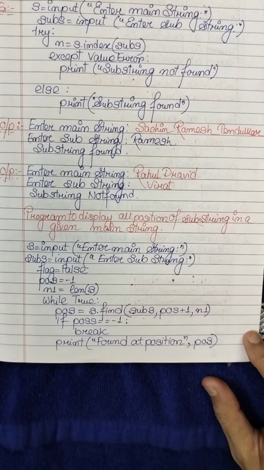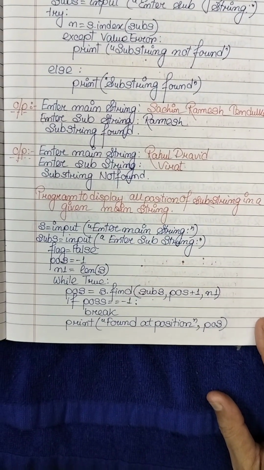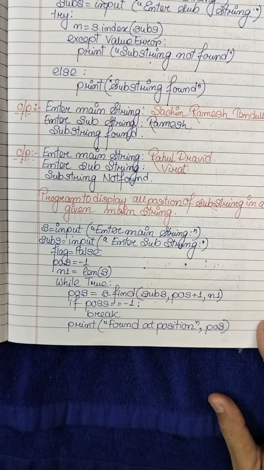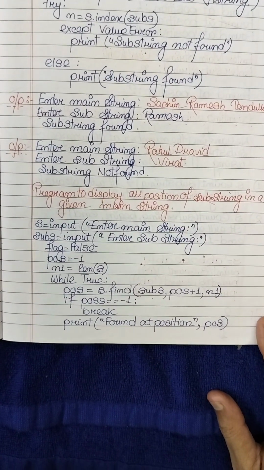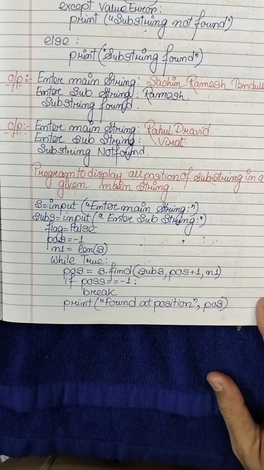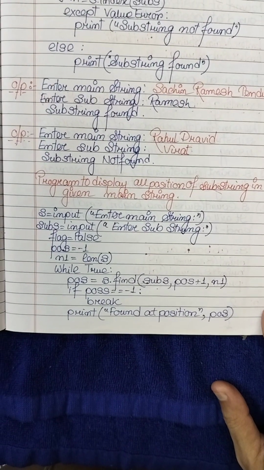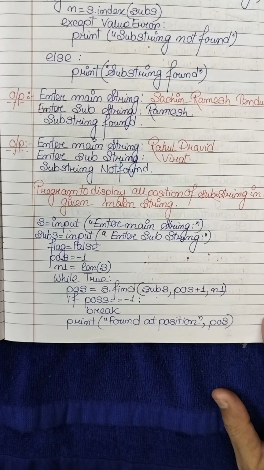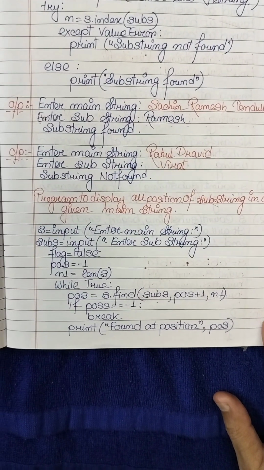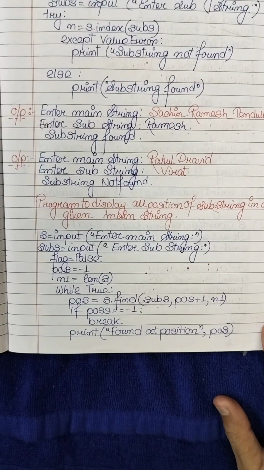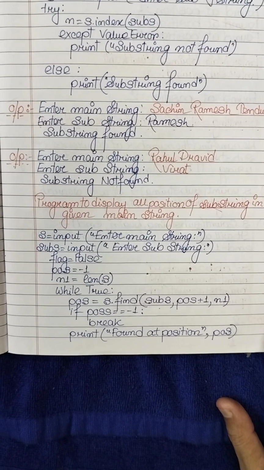Here is a program on the index method. Program to display all positions of a substring in a given main string. s is equal to input enter main string, subs is equal to input enter substring, flag is equal to false, position is equal to -1, n1 is equal to length of s. That means we first measure the length of the string.